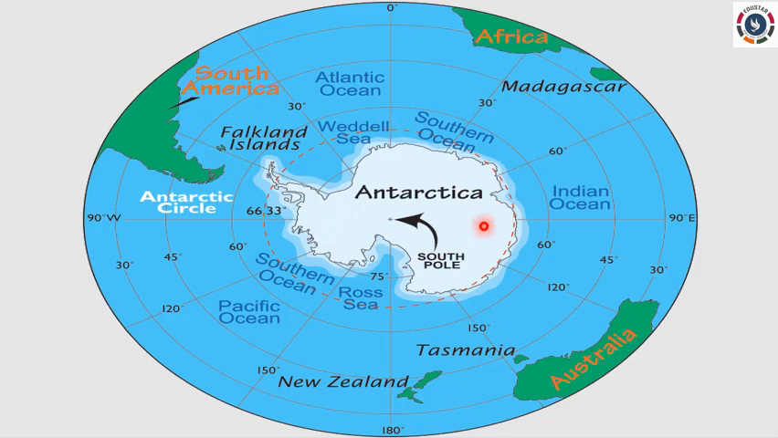Antarctica is known as the White Continent because it is covered by a thick layer of permanent ice. This makes it the coldest continent in the world. So, humans find it very difficult to survive. Only scientists stay here to perform research work.